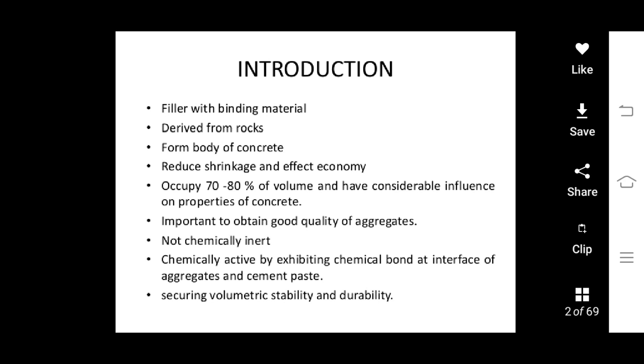It is important to obtain good quality concrete, and it requires good quality aggregates also. The aggregates are not chemically inert material. They are chemically active, exhibiting a chemical bond at the interface of aggregate and cement paste. Volumetric stability and durability of concrete is achieved because of the coarse aggregate.